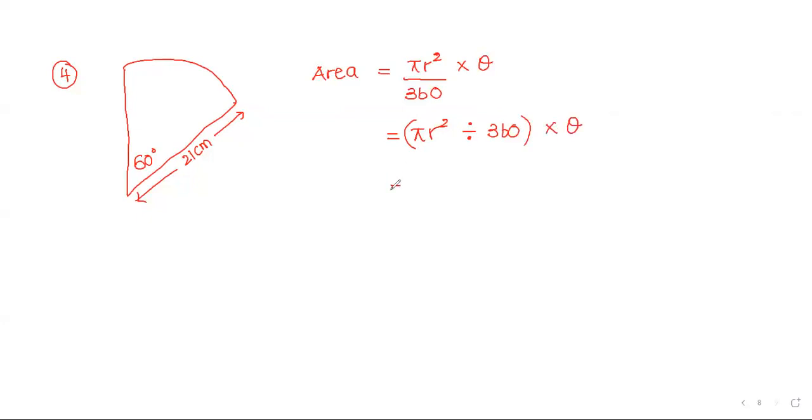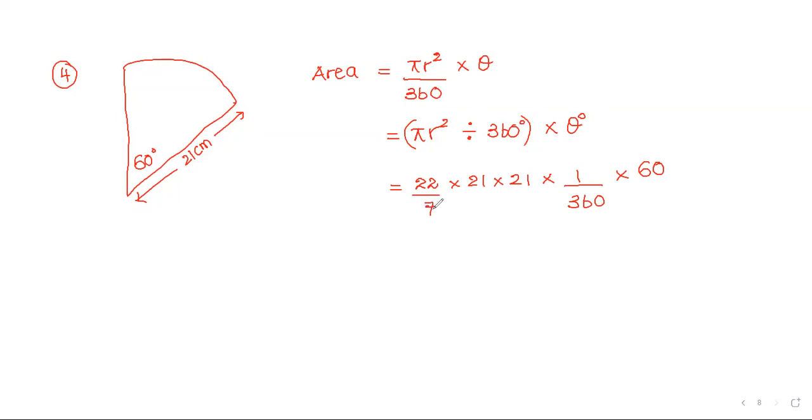Now I am going to substitute the values. 22 over 7. Then I have 21, then I have again 21. Then divide by 360 means multiply by 1 over 360. Then multiply by 60 because the theta degree is 60 here. Right? Then we'll see how we can simplify.